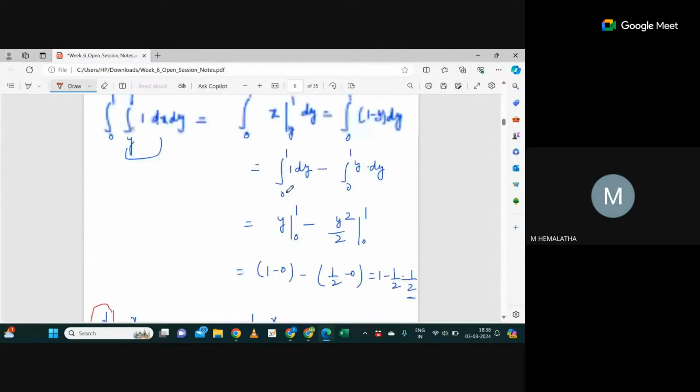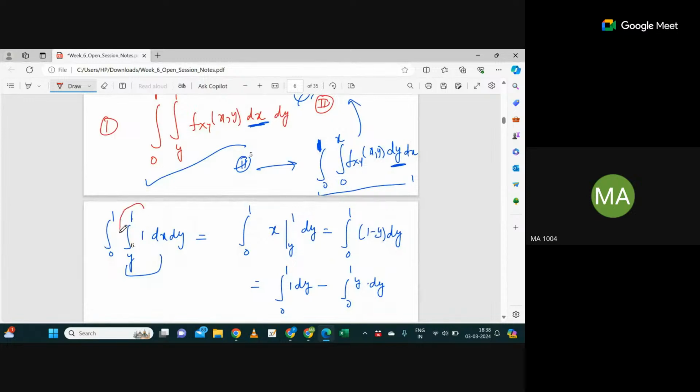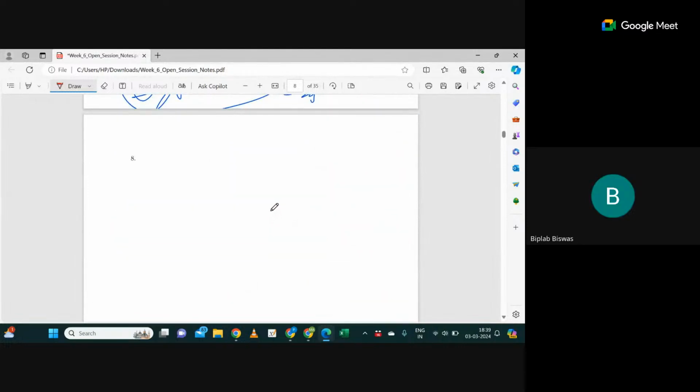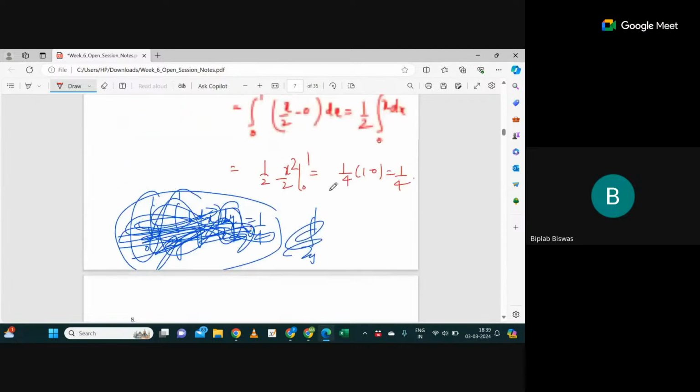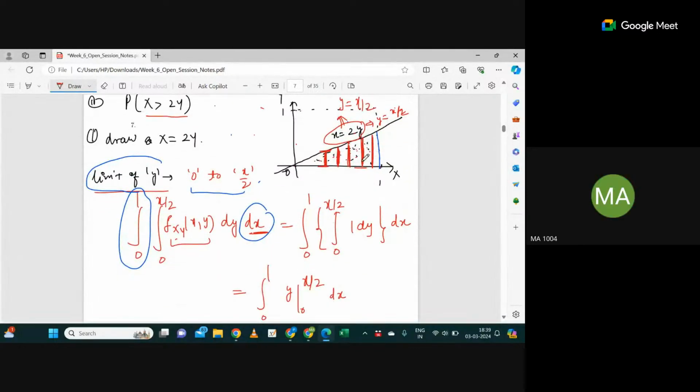Now, to find the limit of x, look at this red line. It goes from y to 1, so x goes from y to 1, and then dy is outside. Is this clear? Check whether the line is parallel to the x-axis or the y-axis. If it is parallel to the x-axis, it gives the limit of x. If it is parallel to the y-axis, it gives the limit of y. Similarly, we can do it for x.